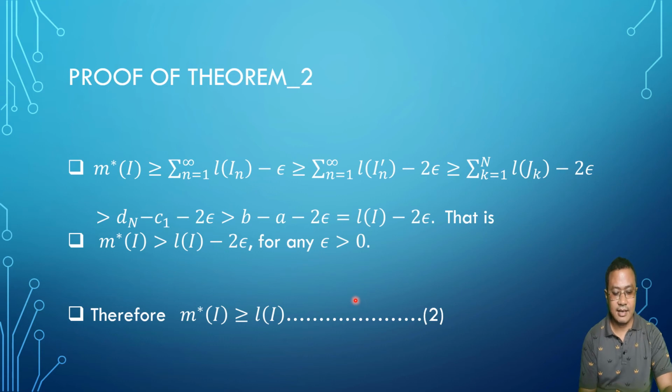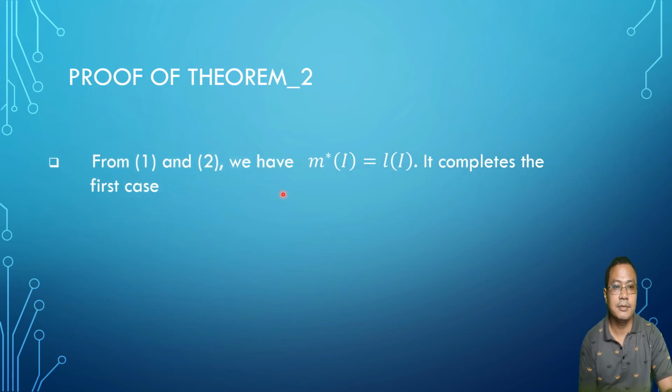Combining inequality 1 and 2, what is the conclusion? The outer measure of a closed and finite interval is equal to the length of the interval. So it completes the first case. So next, case number 2.